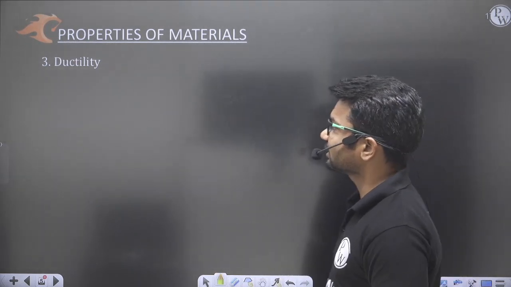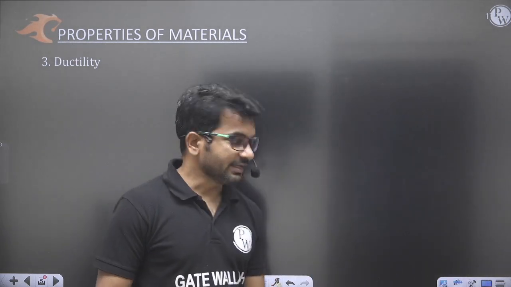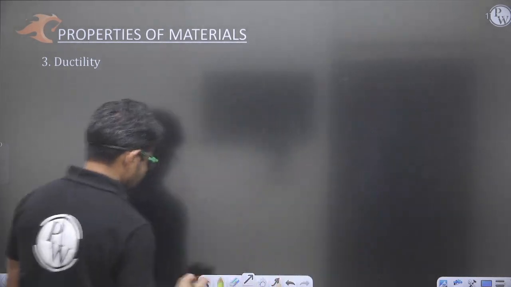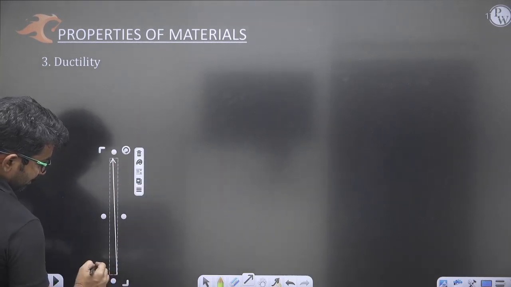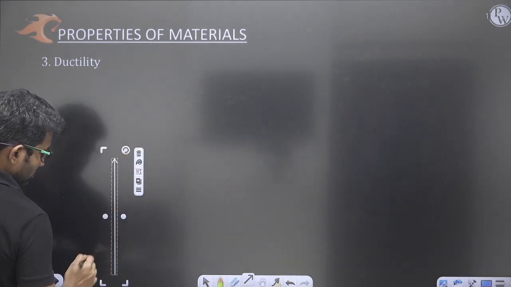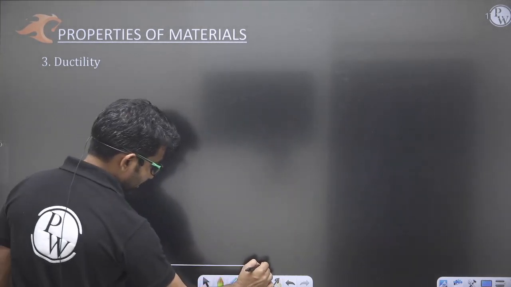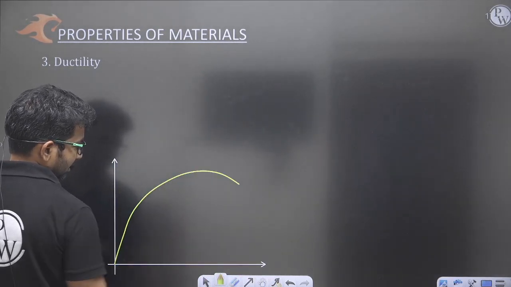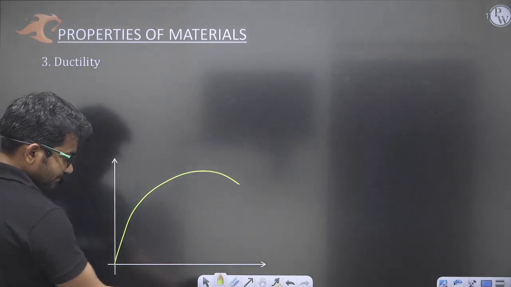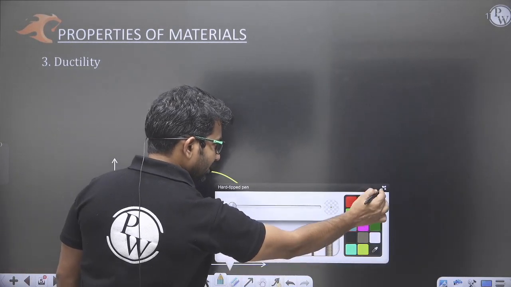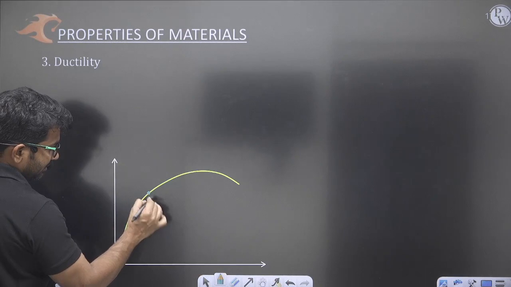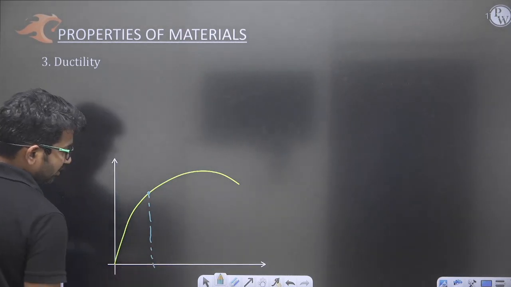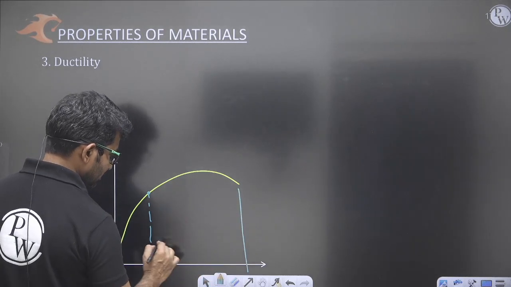Next property is ductility. Now, what is the meaning of ductility? Suppose we are having any material, let us say we are drawing the stress strain curve of any material. So, if I draw stress strain curve of any material and the stress strain curve comes out to be like this, and let us say up to here we are having the elastic limit. So, this is the elastic limit of the material and this is the plastic range.